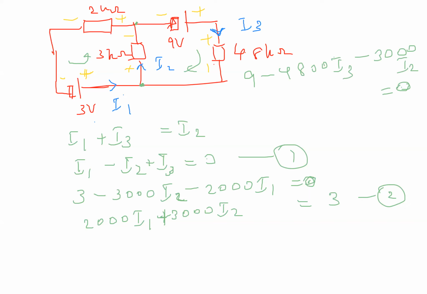Yeah. Now, I will rearrange that equation. 3000 I2 plus 4800 I3 equals 9. You guys agree with that one?